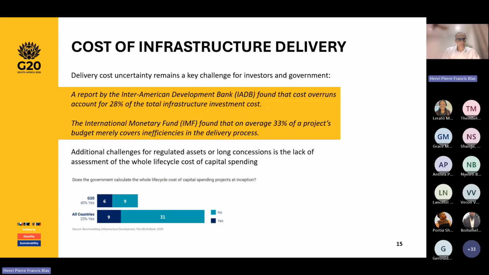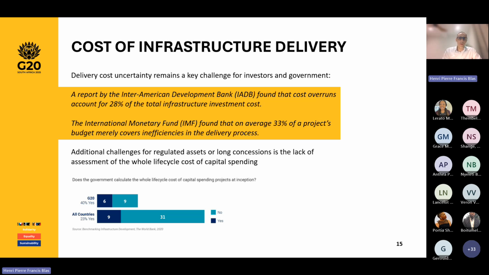So I'm just going to spend a few minutes on the cost of infrastructure delivery. That one, I remember, was the top request. Clearly, delivery cost certainty is a key challenge for investors and governments, especially when it comes to mega projects, but not only.